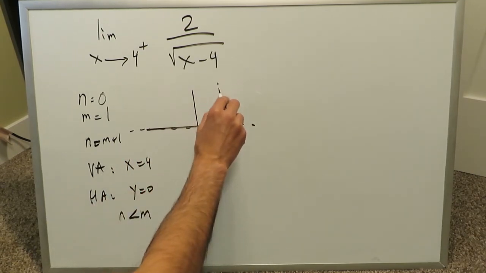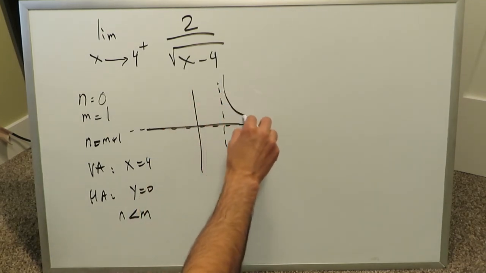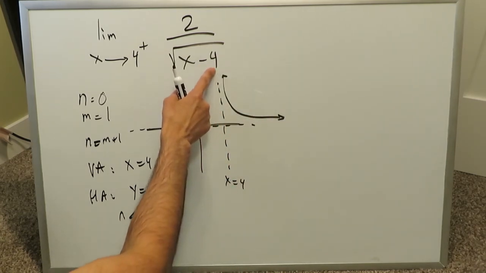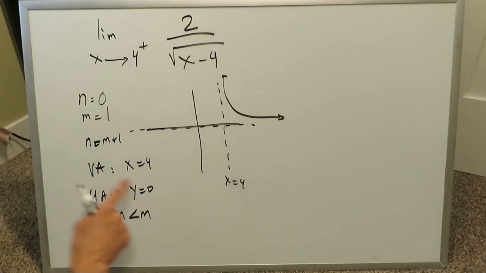My vertical asymptote here is x equals 4. And now you can easily graph this. You're looking at a function which looks something like this. It's going to go vertically up against this line, and it's going to go horizontally across against your x-axis, which is your y equals 0.